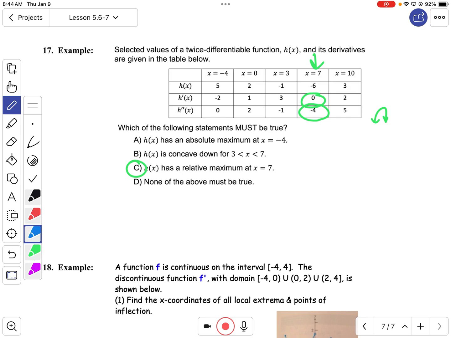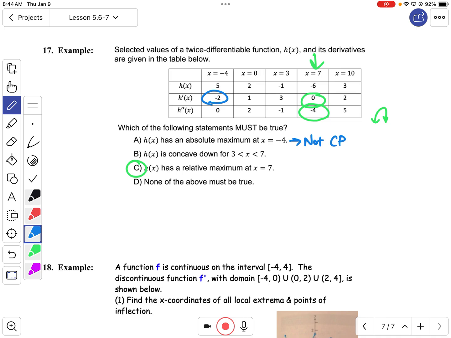Let's talk about why the other ones aren't true. Okay. Why would A not be true? Yeah, well, and it's not a critical point, okay? H prime at -4 is not a critical point, so that's not a candidate, okay? The only places we're going to have it.